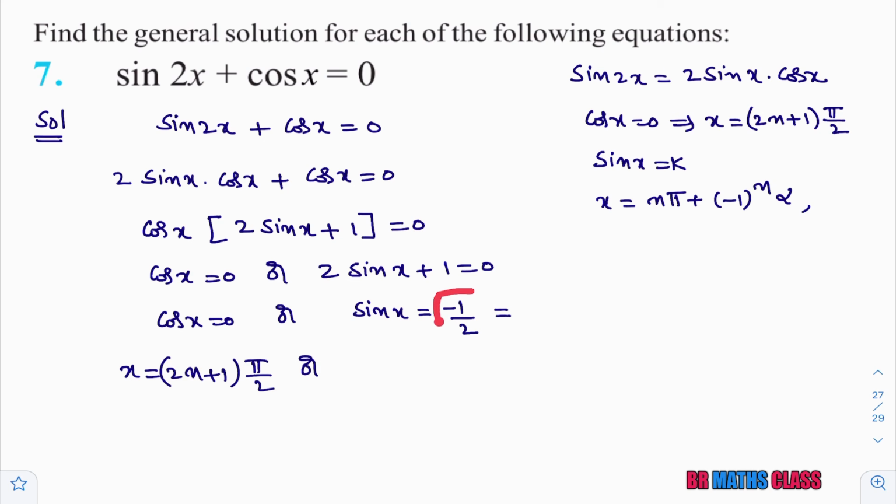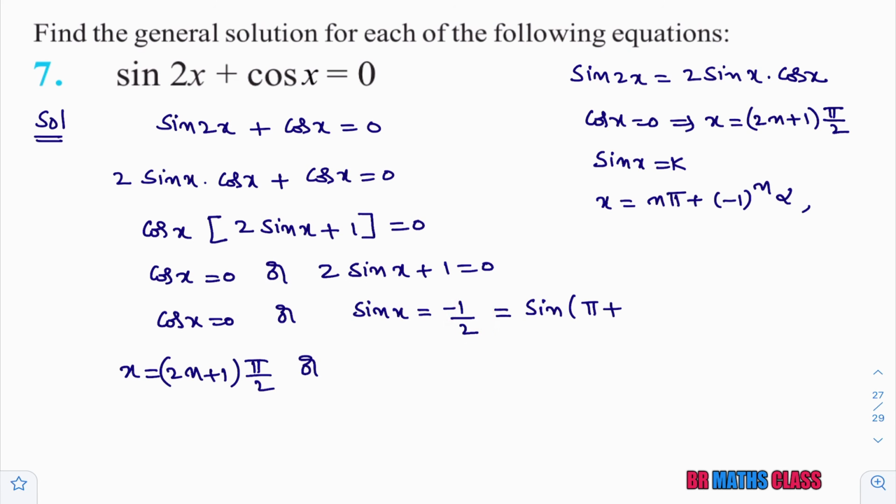Here sin x is negative. Sin x is negative in which quadrant? Sin x is negative in the third quadrant as well as in the fourth quadrant. So here you need to find that. I'll write it as sin of third quadrant, where sin is negative. Third quadrant means pi plus theta. Here theta I'll choose in such a way that sin theta is 1 by 2.